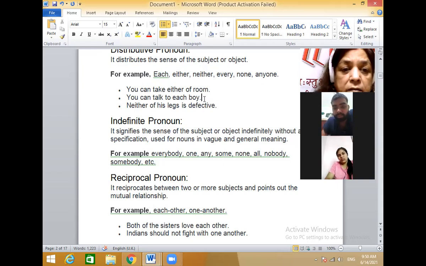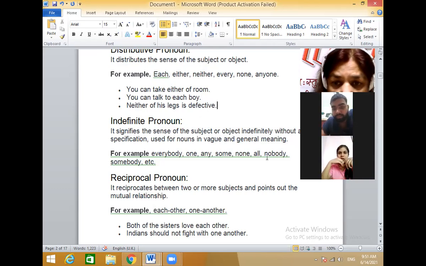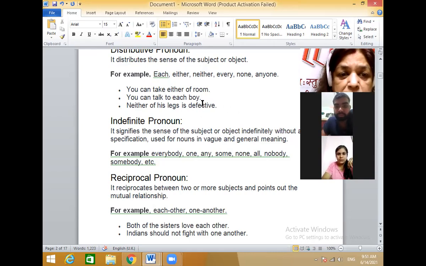Each student is disciplined. Neither of his legs is defective. What is the meaning of this, Rajvi? Neither of his legs is defective. उसका कोई भी लेग जो था वो डिफेक्टिव नहीं था. Neither of his legs is defective. "Are defective" would be wrong, isn't it? "You can talk to each boys" would be wrong. So rules are all the time there. Not necessarily, if I turn to rules of rectification, you'll know that. Grammar is full of rules. If you know your rules, you can be safe.